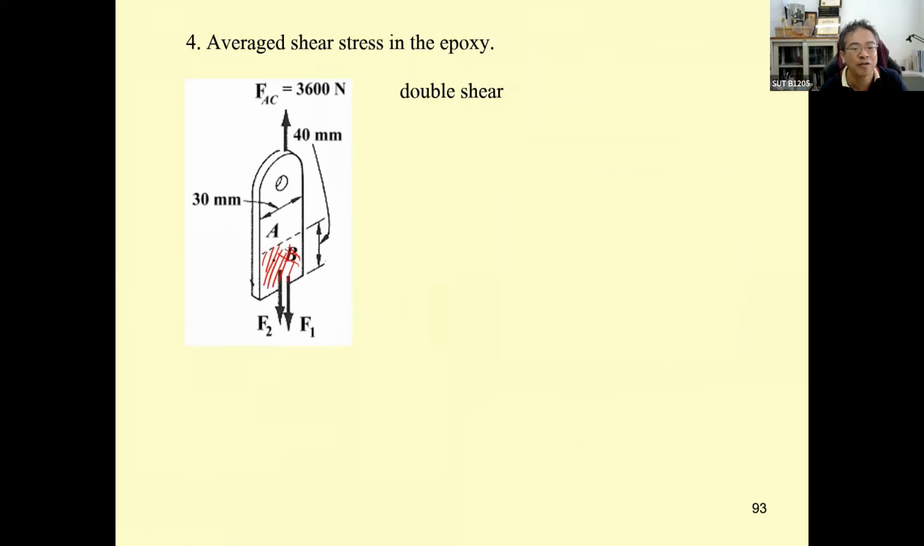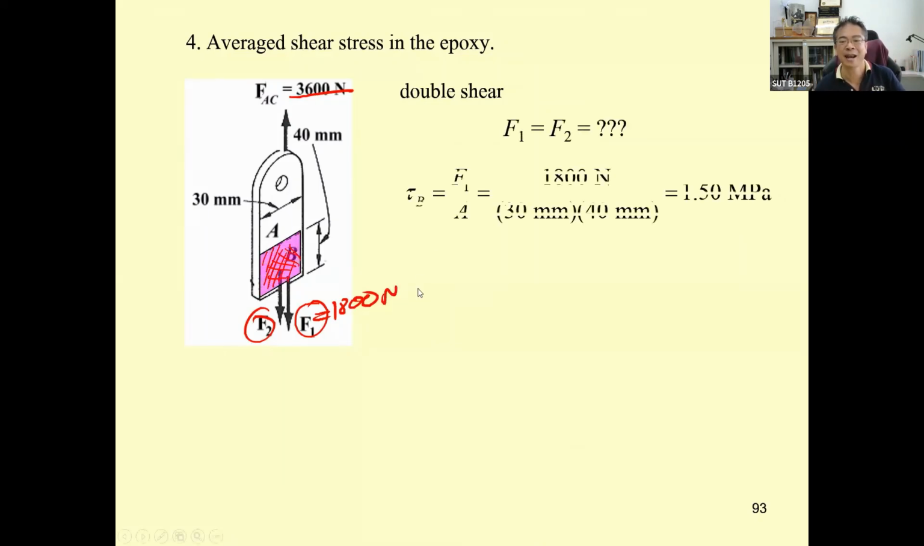And then epoxy produce the double shear. Okay, the force occur over here going to be the shear force, and it's going to be half of this one. So this one going to be 1,800 Newton. Okay, and then it's going to divide it by the area 30 millimeter times 40 millimeter. This is the area of the epoxy. So the stress is only 1.5.